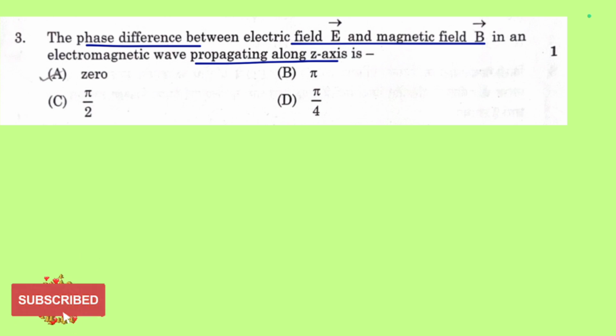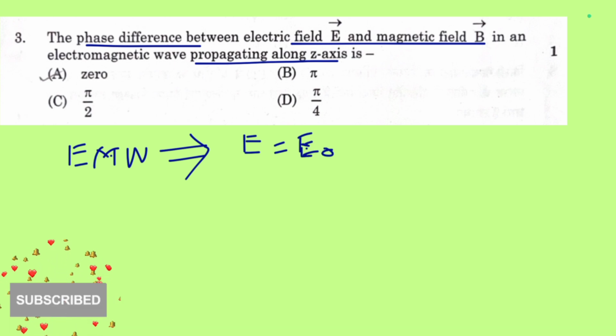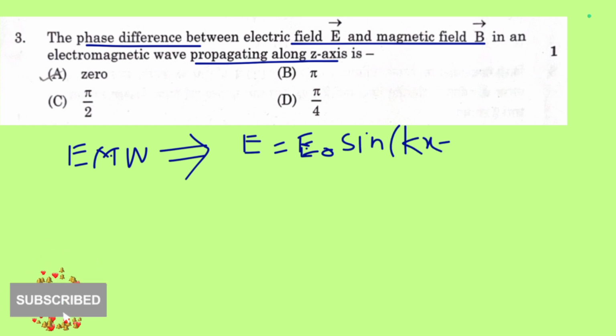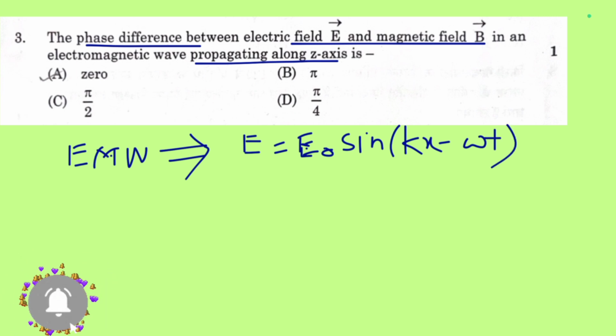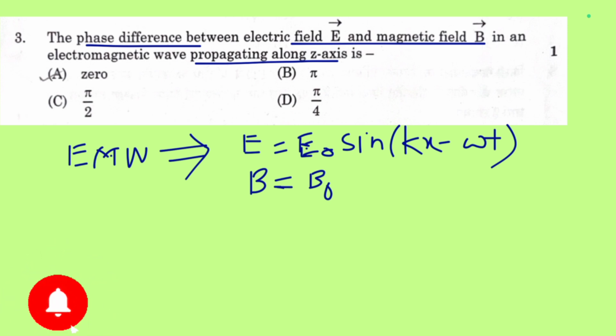So what is the phase difference? It is the angular difference between the propagation of these two individual fields. Now we know that for any electromagnetic wave, we are given the instantaneous values of the two fields. The electric field is written as E equal to E naught sine(kx minus omega t). We all know this; if you don't know, you must refer to your textbook and you will get this relation. Similarly, the instantaneous magnetic field is written as B equals B naught sine(kx minus omega t). What are B naught and E naught? These are the peak values.